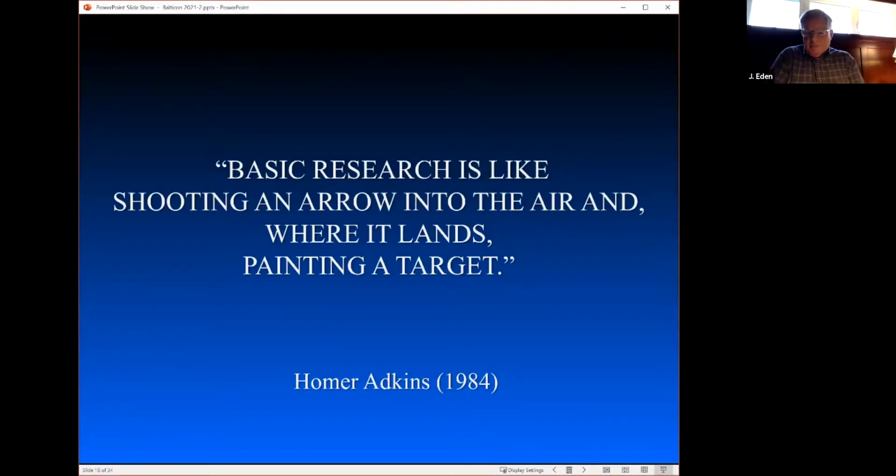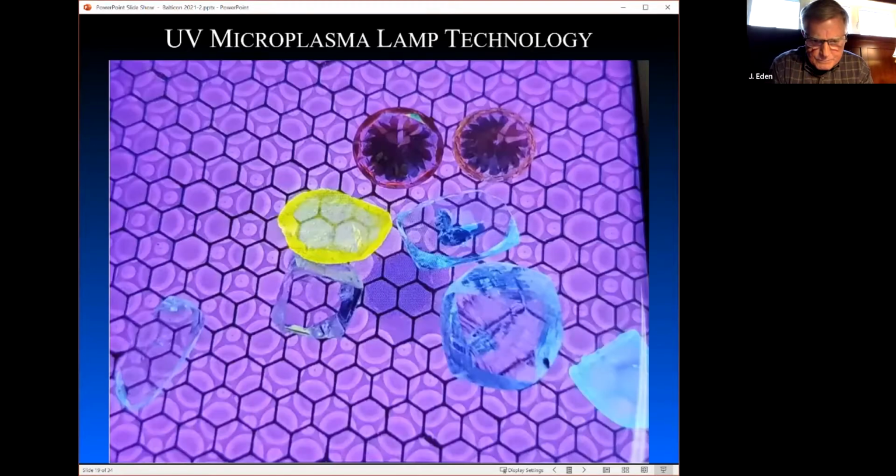Well, there was a comment made by Homer Adkins many years ago that said that basic research is like shooting an arrow into the air and where it lands, painting a target. I love this statement. And let me illustrate how it's worked out in our lab in a couple of cases. Next slide, please. So Sid, thank you for your note. So I wanted to show you this image.